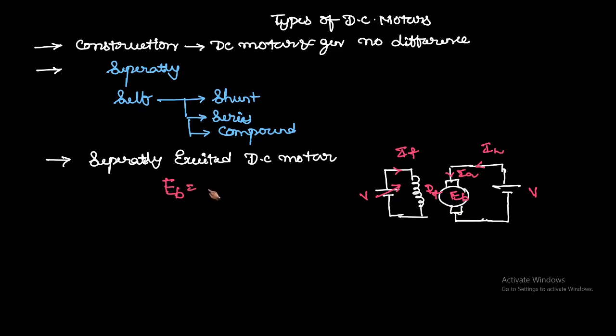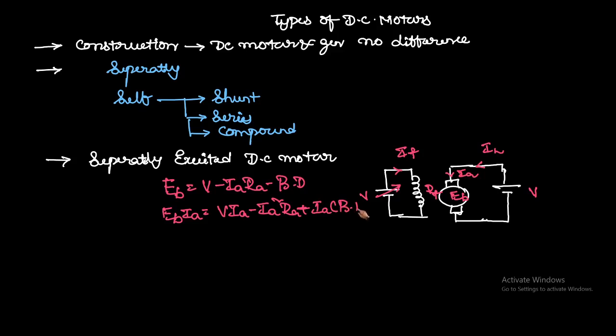EB is equal to V minus IA RA minus the brush drop. Multiplying by IA on both sides gives EB IA equal to V into IA minus IA square into RA plus IA into the brush drop. This is the equation we have to remember in the case of the separately excited DC motor.